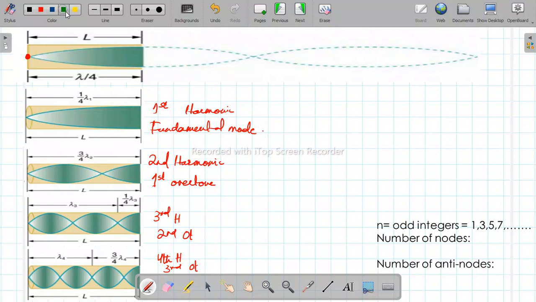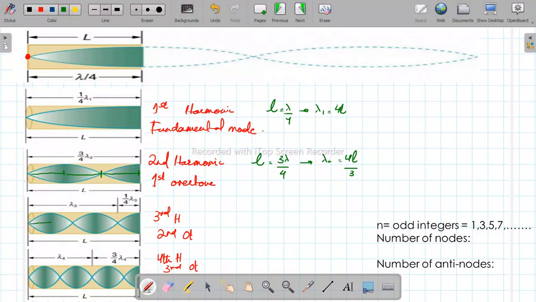Now, let's first generalize the wavelength. The length of the medium encloses a quarter of the wavelength. So we'll write L equals lambda by 4. In other words, lambda 1, that is lambda for the first harmonic, equals 4 times the length. For the second harmonic, 1 times lambda by 4, 2 times lambda by 4, 3 times lambda by 4. So the length is 3 times lambda by 4. In other words, lambda 2 is 4L over 3.